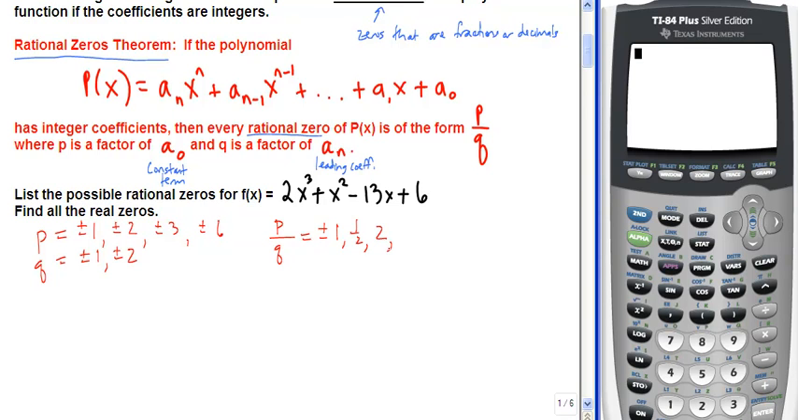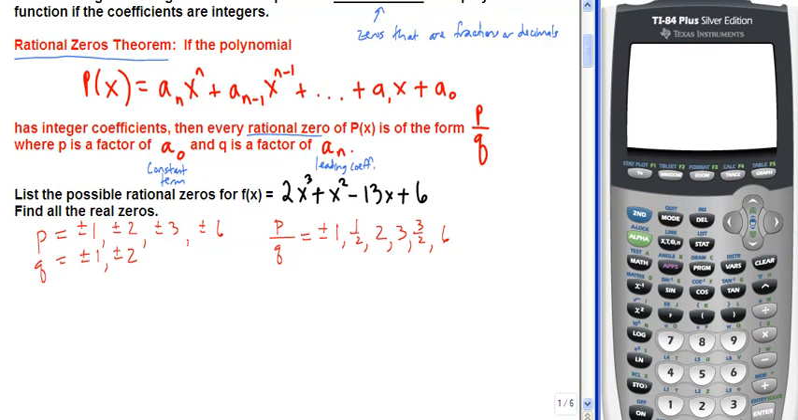Now let's move to the next p, which would be 3. So either 3 divided by 1, which would be 3, or 3 divided by 2, which would be 3 halves. And then if I go to the last p-value, 6, 6 divided by 1 is 6, 6 divided by 2 is 3, and I already have that in my list.